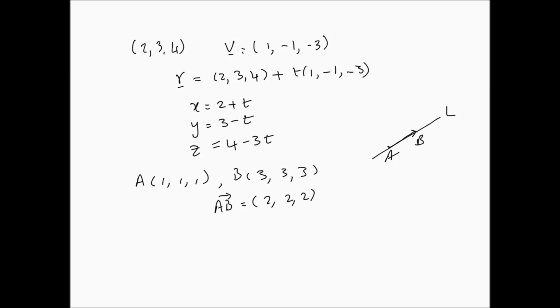So the equation of the line simply becomes r is equal to 1, 1, 1, choosing any one of the 2 points. You can just as easily choose 3, 3, 3 if you like, no problem. Plus t times 2, 2, 2. And this would be the vector equation of this line. And similarly, you can get the parametrized form as well.